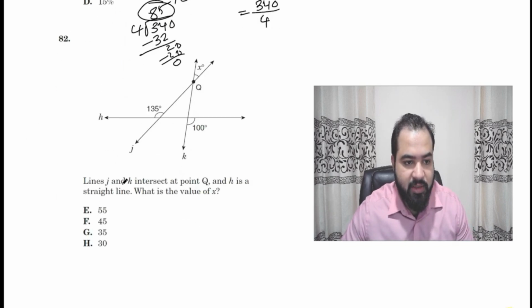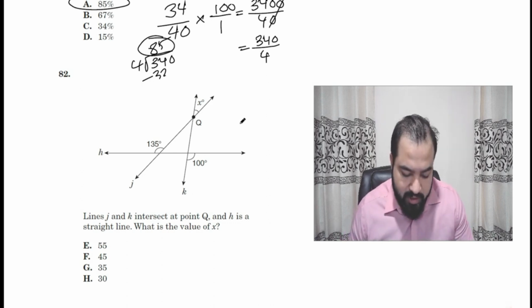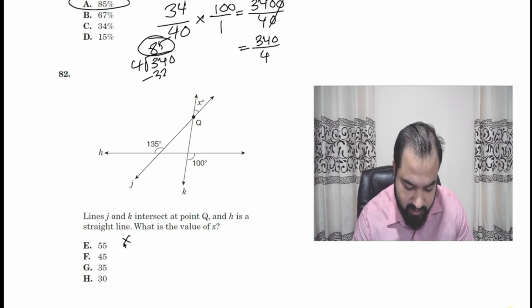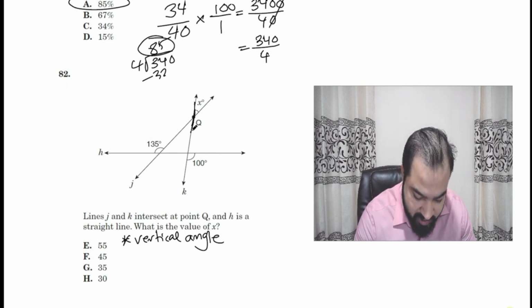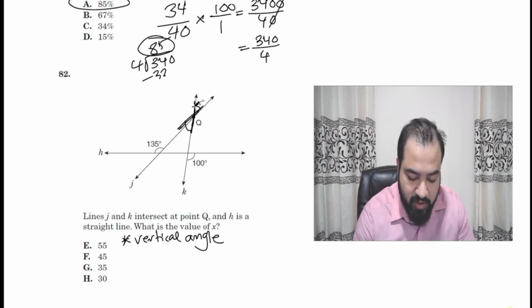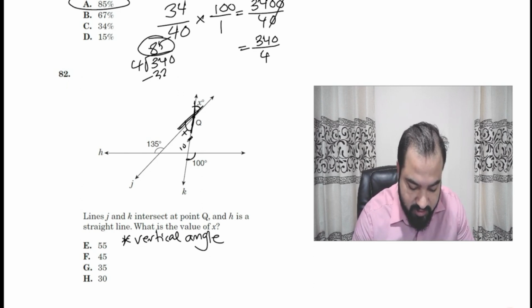Now let's look at question number 82. All right, that's a bit messy. Let me erase this part a little bit. Okay, question number 82. For this question, we have to know three things. First, vertical angles. What is a vertical angle? When two lines intersect, the angles across from each other are equal. So if this angle is x, this is x. Similarly here, if this is 100, this is 100.